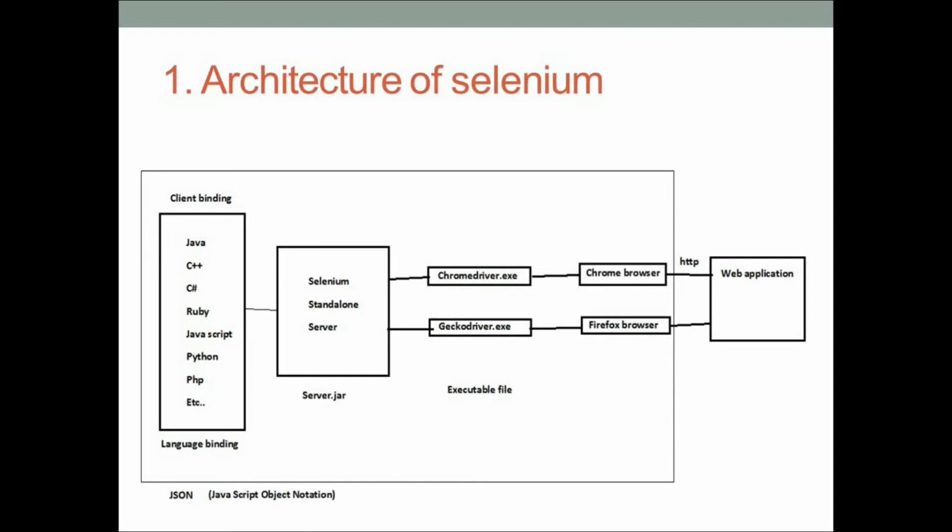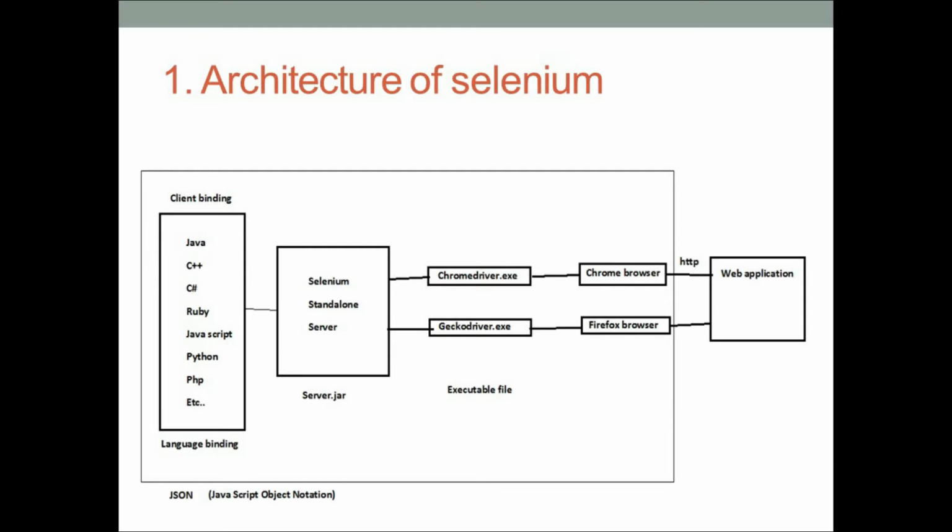The Selenium client library consists of languages like Java, Ruby, Python, C#, and so on. After the test cases are triggered, the entire Selenium code will be converted to JSON format. Selenium supports 14 different coding languages such as Java, C#, Python, etc. These are called language bindings or client bindings.